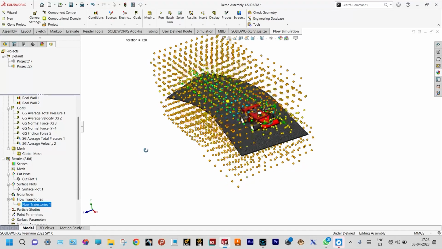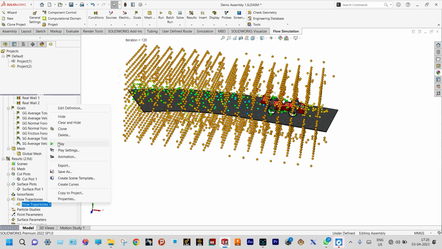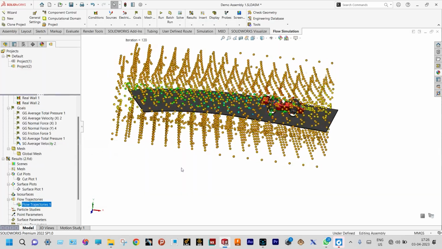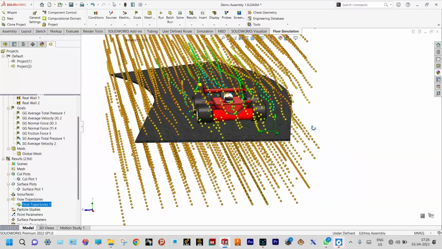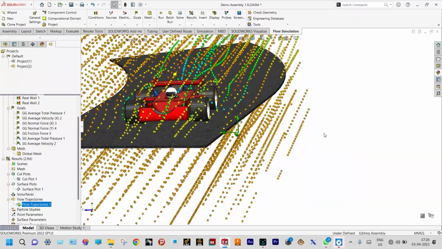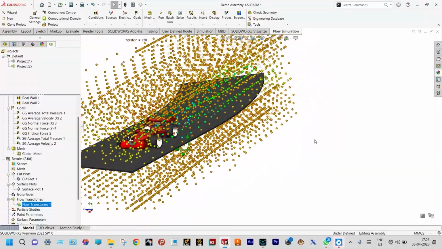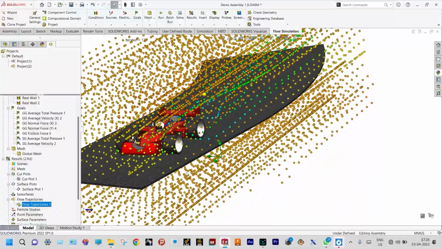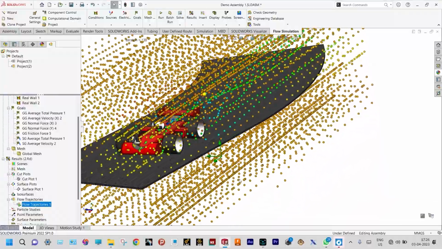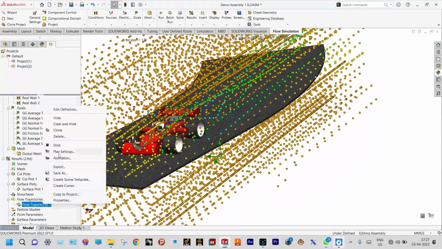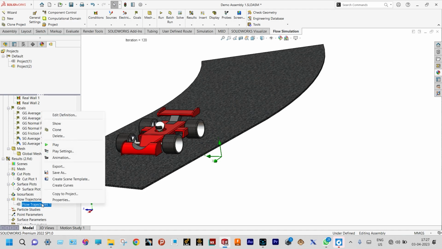See, now we can animate this one, flow trajectories. Let us play. This representation, actually I don't like it. It is better to see this along a specific line, which will provide better results. Let us close this one, clear and hide, and view these things along a specific line.